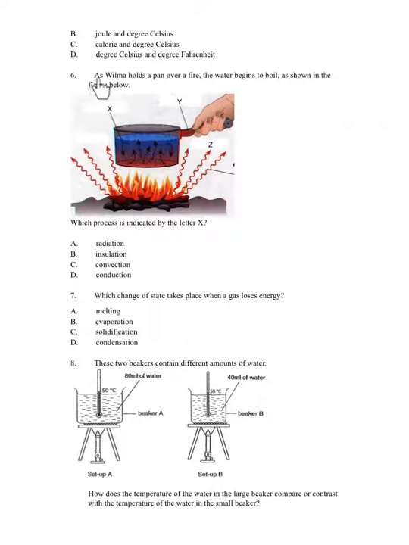Number 6. As Wilma holds a pan over a fire, the water begins to boil as shown in the figure below. Which process is indicated by the letter X? A. Radiation. B. Insulation. C. Convection. Or D. Conduction.